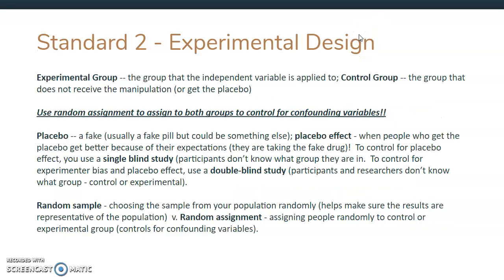All right, your experimental group is the group that is going to have the independent variable applied to them. Your control group is the group that doesn't get the independent variable. There's no manipulation. If it's a drug study, they get the placebo. You're going to use random assignment to assign to both groups. So I have my random sample from my population, and now I've got to assign them to the experimental group and the control group. If it's random when I assign them, then that will control for the confounding variables.